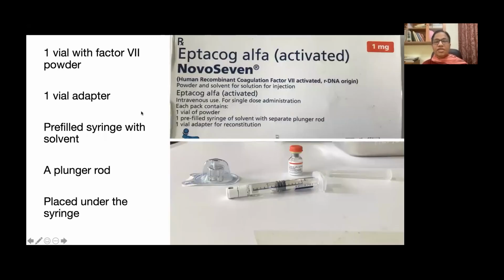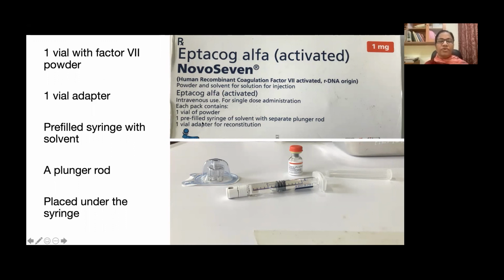This is factor 7, one vial. The contents of the pack include one vial with factor 7 powder, that is factor 7 powder for reconstitution, one vial adapter. This is different from that seen with factor 8, Immunate, or FEBA. This is not their vial adapter. And a pre-filled syringe with solvent. This is a pre-filled syringe. So there is no separate powder vial and a separate syringe. A plunger rod you can see, placed under the syringe.